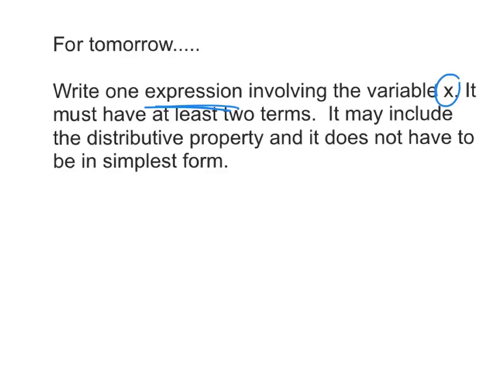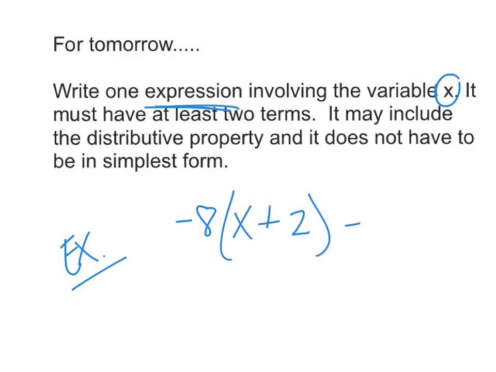So I'm going to give you an example of my expression. I'm going to use the distributive property because I like it. So I'm going to say negative 8 times the quantity x plus 2, minus 4x plus 6. And I just totally made that up off my head. Now, I do have one expression. I have at least 2 terms. I have more than that. Please no more than 8 terms. I did include the distributive property, although I didn't have to, and it is not in simplest form, and I am not going to simplify it. So please bring your expression tomorrow to class ready to work on our activity.